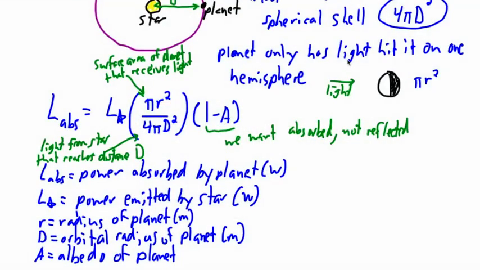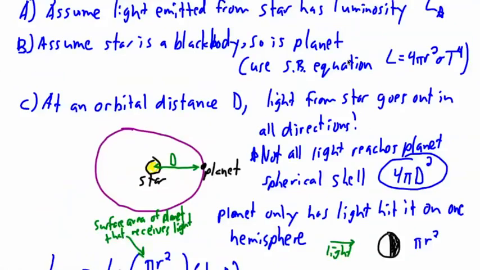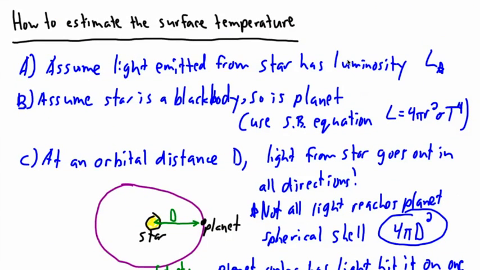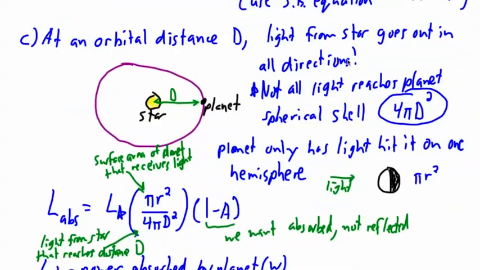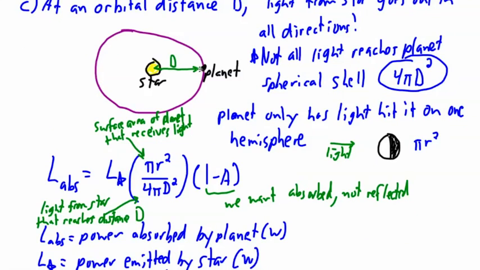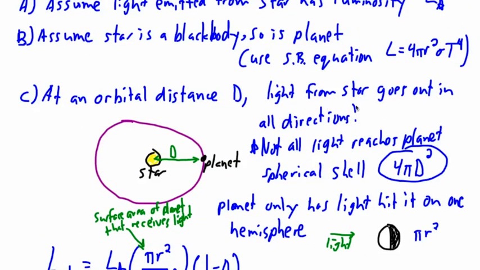In the last video, we were looking at trying to estimate the surface temperature of an exoplanet in a better way. We started by assuming that the star's light was emitted in all directions, and of course only some of it reaches the distance where the planet is. Of that, only some reaches the planet itself. Because the planet has one side that's dark and one side that's light, and we take into account the albedo, the absorbed power is given by this equation here. That was step C.